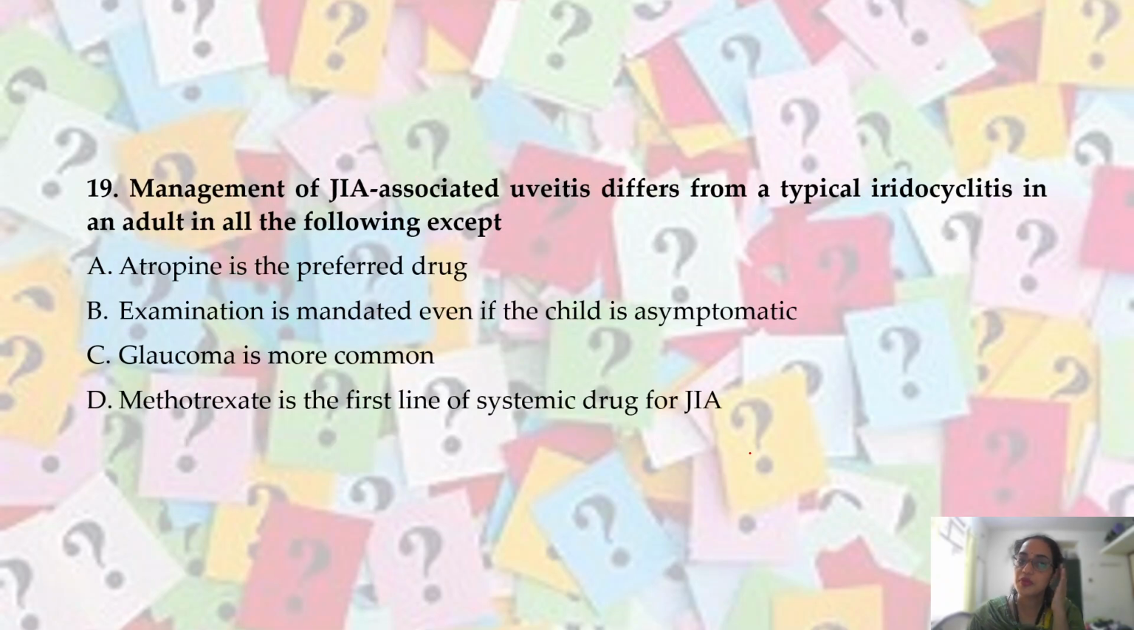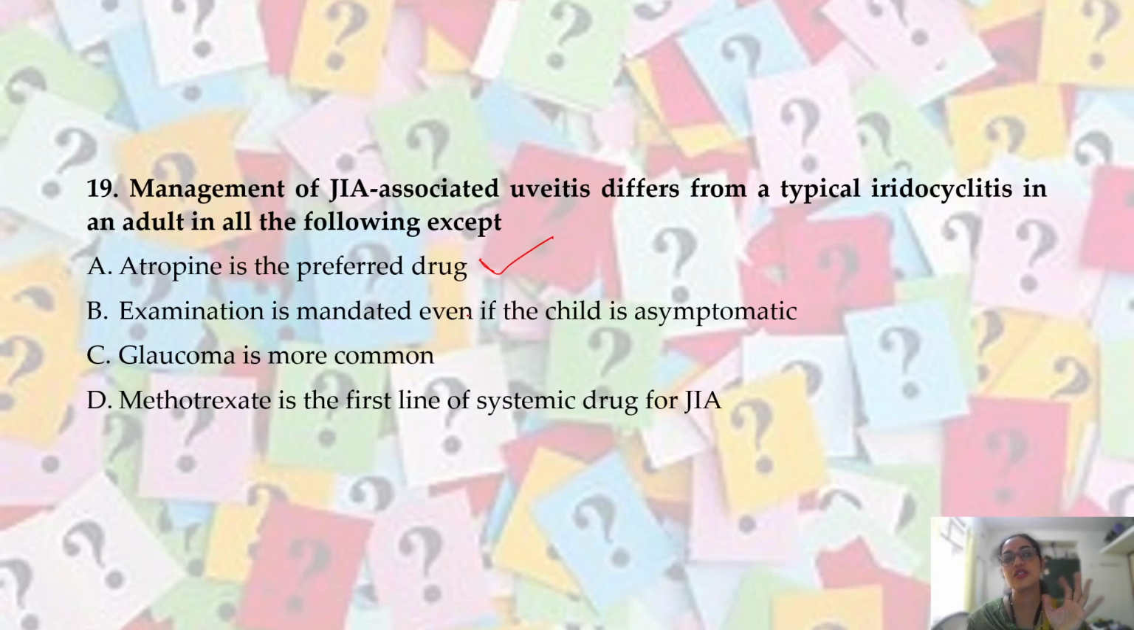So this question is about the management of JIA associated uveitis. The management of JIA associated uveitis differs from a typical iridocyclitis in an adult in all of the following except: atropine is the preferred drug. Atropine is the preferred drug in adults but not in JIA. Okay, because JIA is usually seen in children, and when you dilate the pupil with atropine, there is a high chance of developing amblyopia.